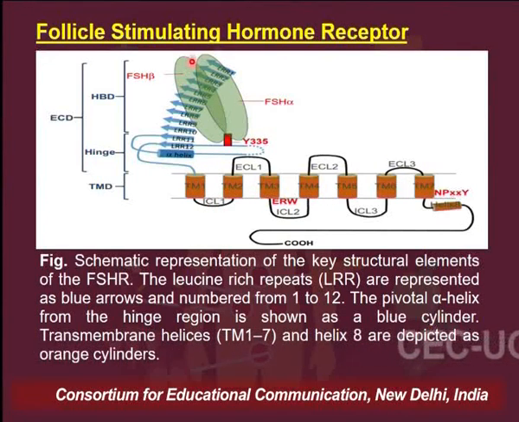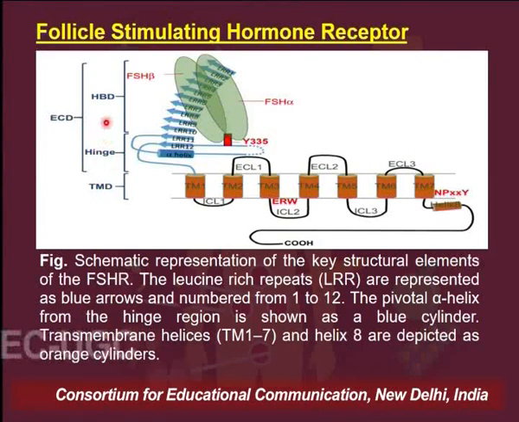On the outer side, you can see this ECD, which means extracellular domain, which includes the hormone binding domain and the hinge domain. There are several LRRs, which are leucine rich repeats, arranged in this sequence ranging from 1 to 12, followed by an alpha helix shown here. This alpha helix is a component of the hinge domain, while some of the initial LRRs form part of the hormone binding domain.